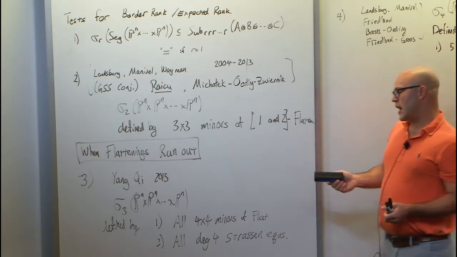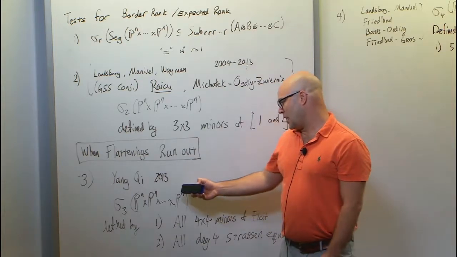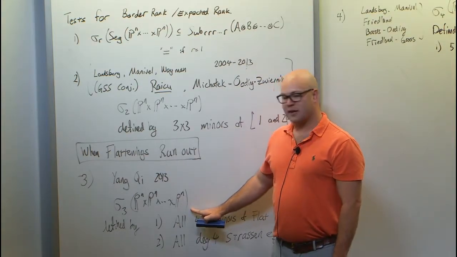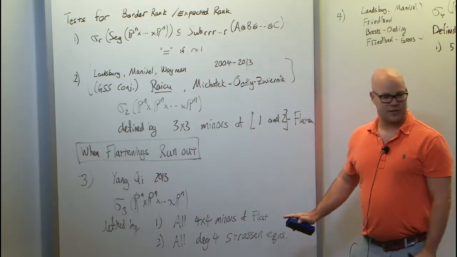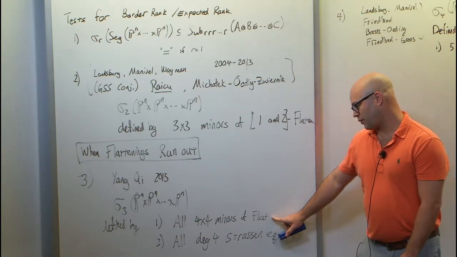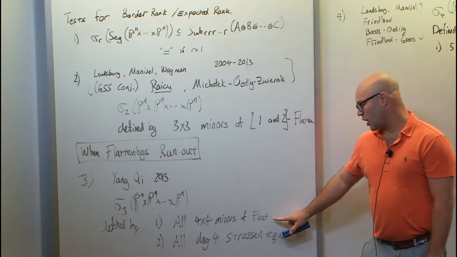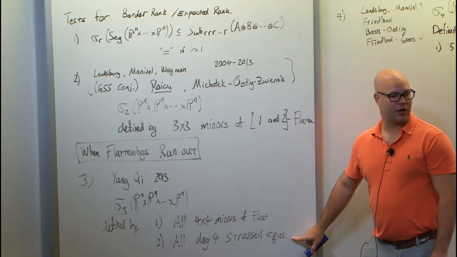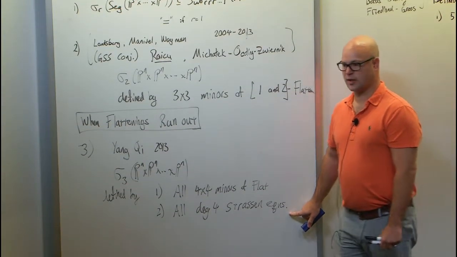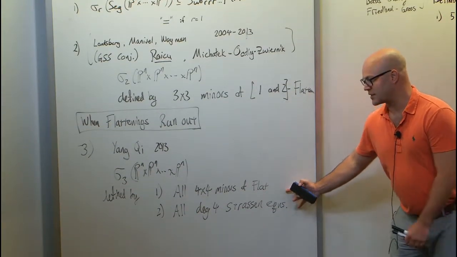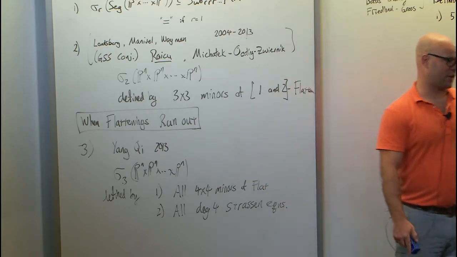When flattenings run out, a recent result of Yang Qi is that the third secant variety of any number of factors of the Segre product is defined by the equations you might have expected, the 4x4 minors of flattenings, but also you need Strassen's degree 4 equations. If I have a moment at the end, I'll describe more what these equations are. So it turns out that two classes of equations define the third secant variety.